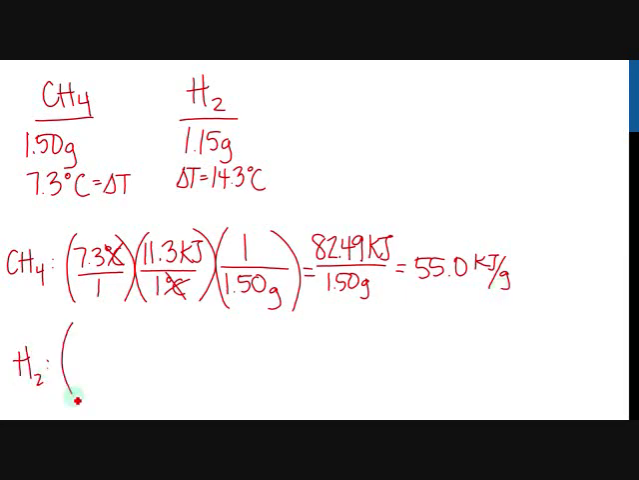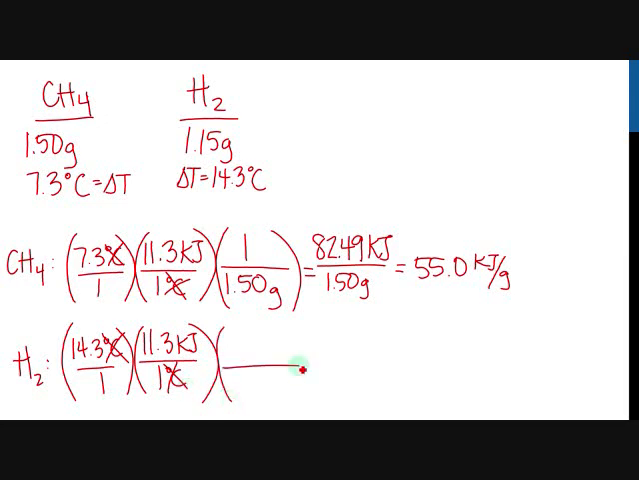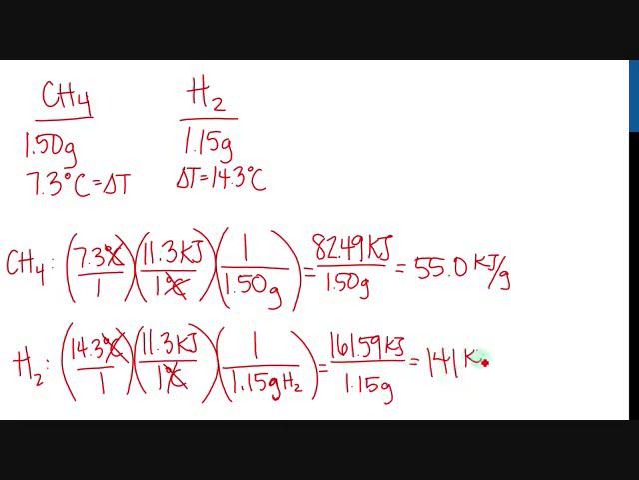Okay, so we're going to do the same calculation for the hydrogen gas now, plugging in that information. So the change in temperature was 14.3 degrees Celsius. We're using the same heat capacity because it was the same calorimeter used. So then that way we can cancel out our degrees Celsius, and then this time we're going to divide by 1.15 grams because that is the grams of the H2. So the top I got 161.59 kilojoules divided by 1.15 grams, and so that is 141 kilojoules per gram.